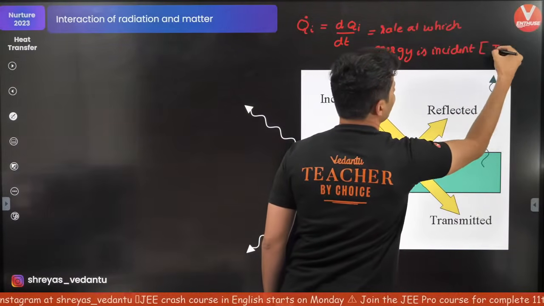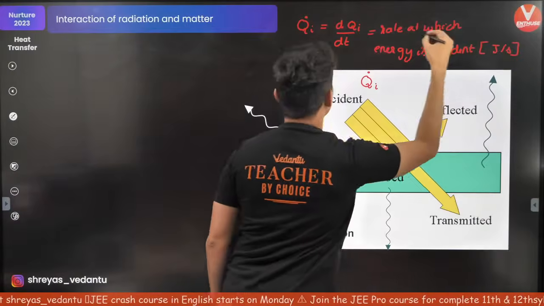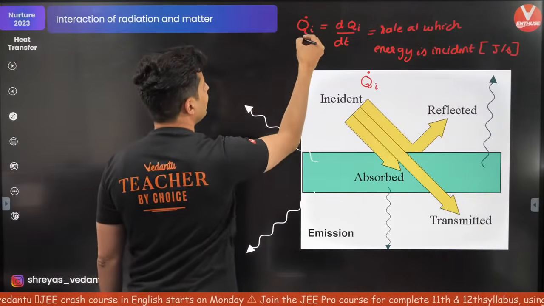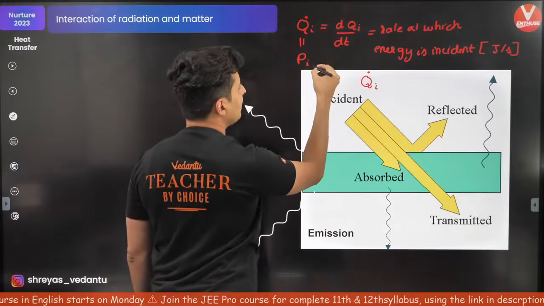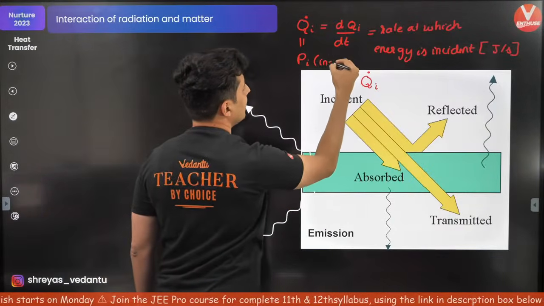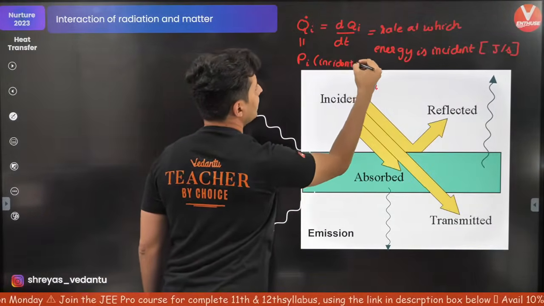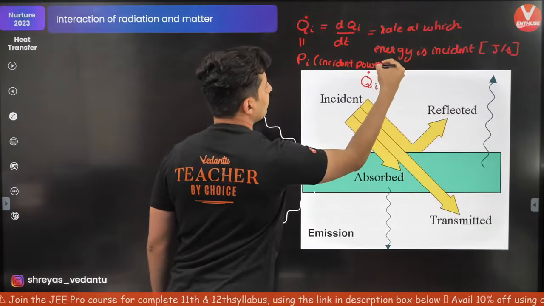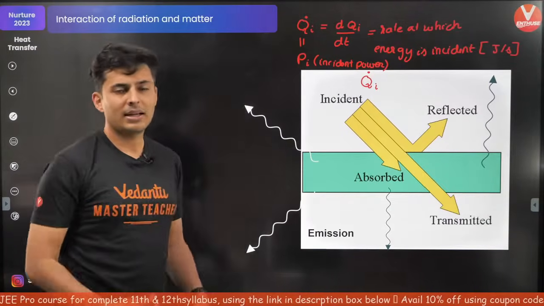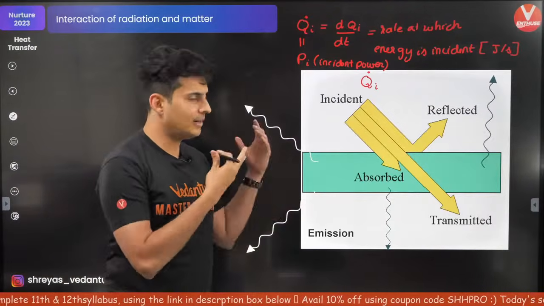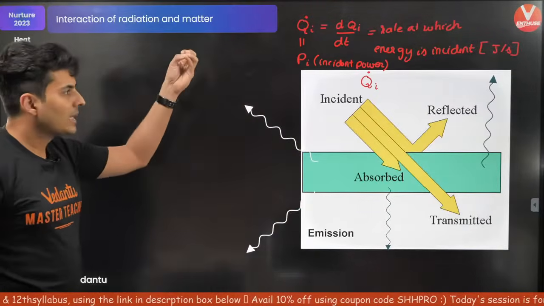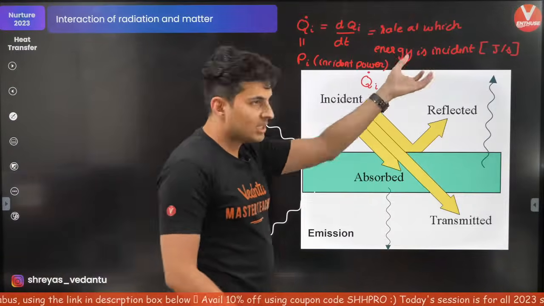So obviously the unit will be joules per second. Some people also prefer writing this as incident power. This is also fine. All of these things mean the same. The rate at which energy falls, the rate of energy flow, is nothing but power. So incident power. Now, obviously there will be some amount of energy which is reflected.